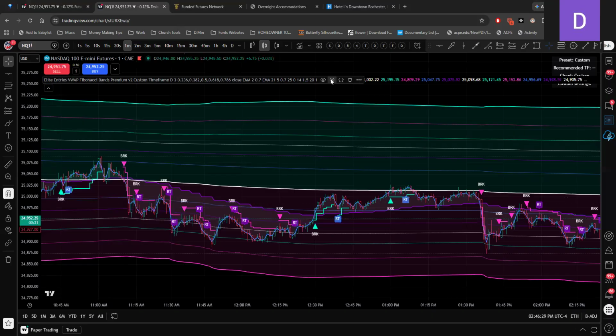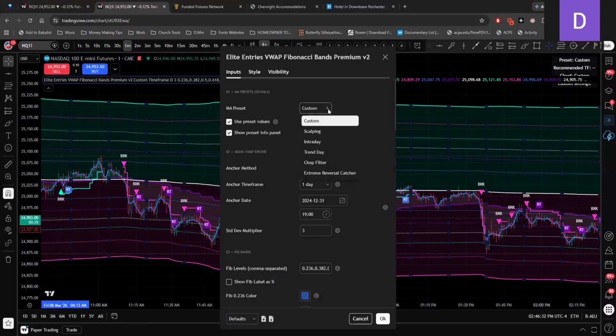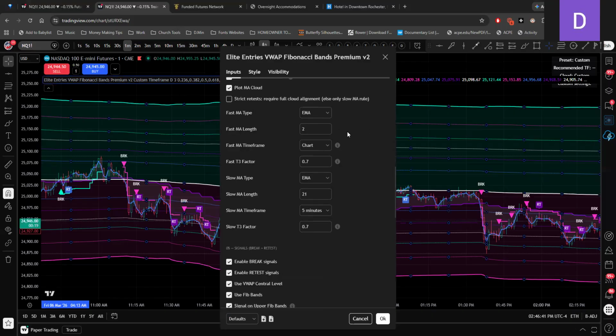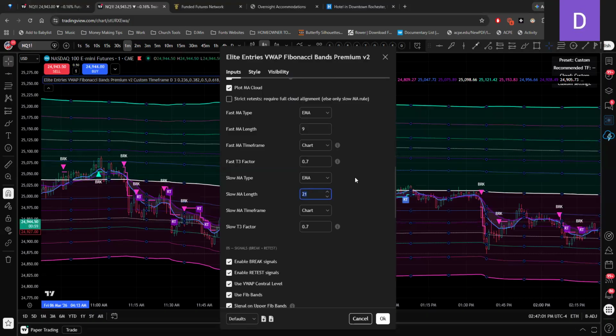So you keep this on custom. If you have a certain EMA moving average that you like, this is where you would do that. Let's say some people like to use the 9 and 21. You put that on 9, and we can put that on chart. And they say I like to do the 9 and 21 moving average.